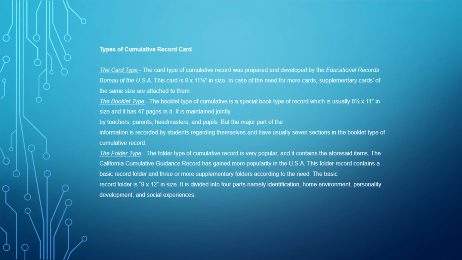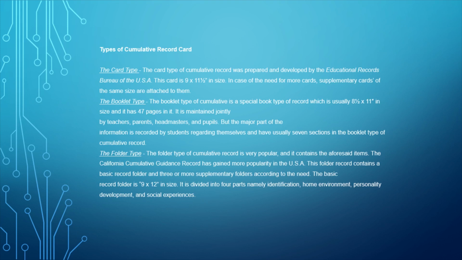The booklet type. The booklet type of cumulative record is a special book type of record which is usually 8.5 by 11 inches in size and it has 47 pages in it. It is maintained jointly by teachers, parents, headmasters, and pupils. But the major part of the information is recorded by students regarding themselves, and there are usually 7 sections in the booklet type of cumulative record.